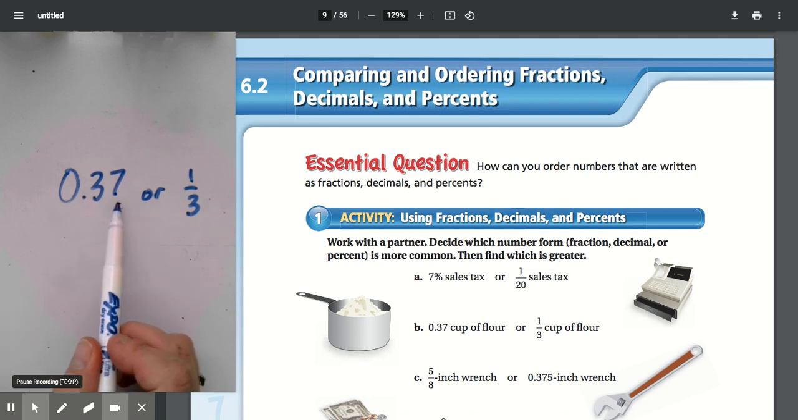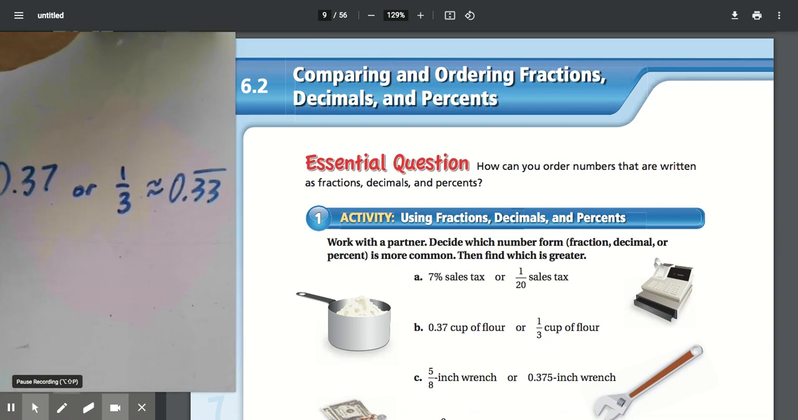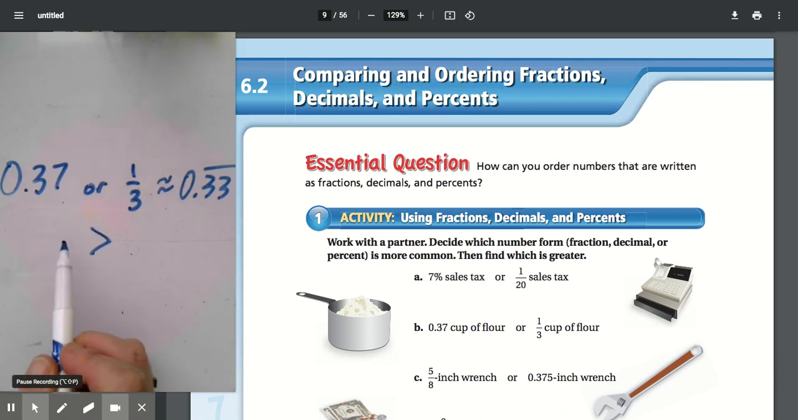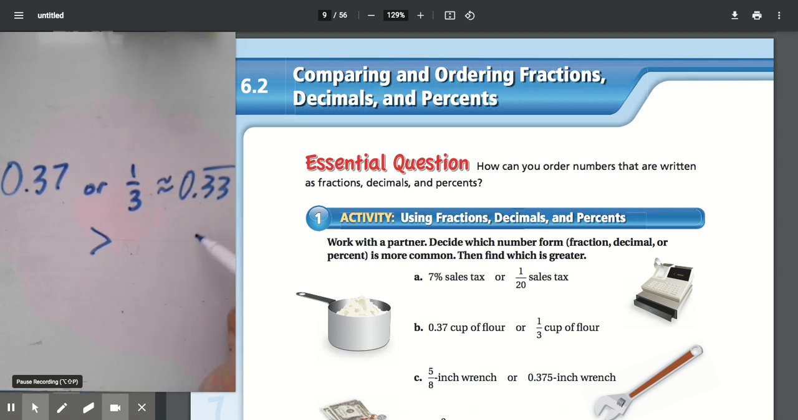So for B, you have 37/100ths or 1/3. Now, 1/3 is going to be about 0.33, and the 3 is repeating. Oops, I need to move that over. Okay. So then when we compare them, you would say this one is larger. Now you ask, where did we get this? We know if you take 1 divided by 3, you end up with this, about 1/3. Or if you had 33 times 3, you would have about 99. So you have to know these common fractions and what they look like in decimal form.